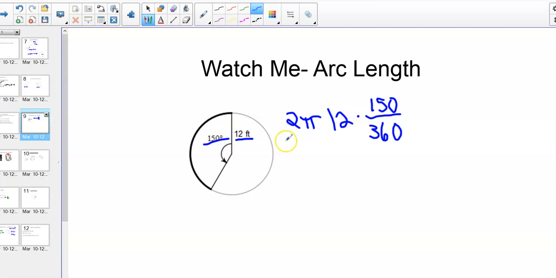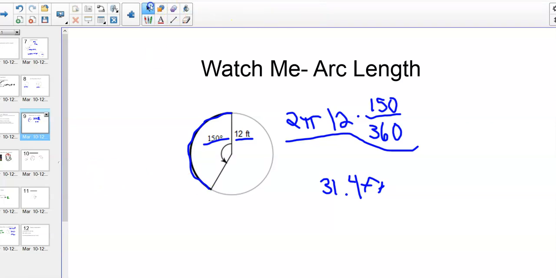So I'm going to enter this whole thing into my calculator. So 2 times pi times 12 times, set up my fraction, alpha y equals enter, 150 over 360. And this gives me 31.4 feet. So this length is talking about right here, how long that piece is.